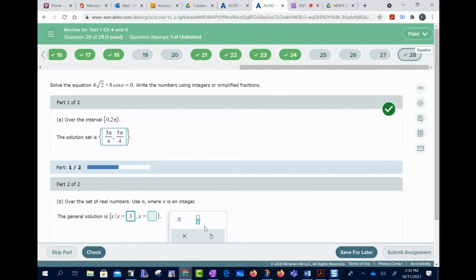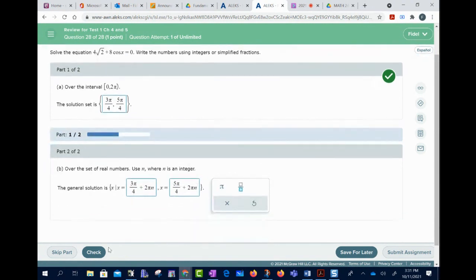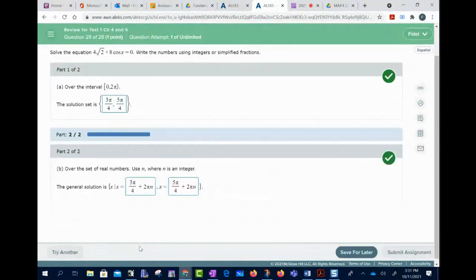Let's try it. Let's go 3 pi over 4 plus 2 pi n. And the other one was 5 pi over 4 plus 2 pi n. And you said they were writing as 2n pi? Is that how you said they wrote theirs? Let's just check. Boom, and we got it right.